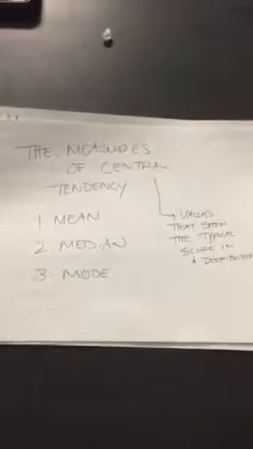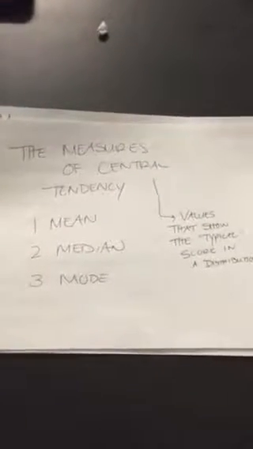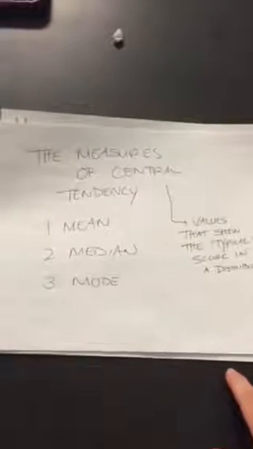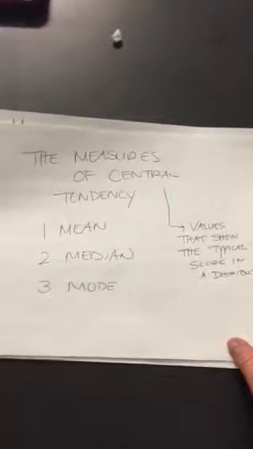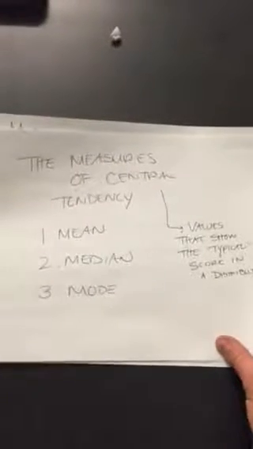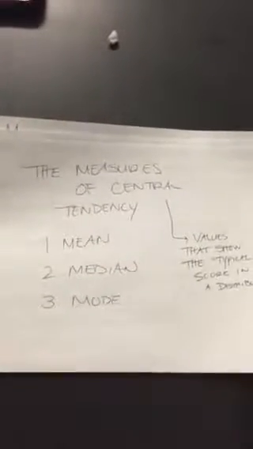I'm Nikki Byron, and I did the measures of central tendency. These are values that show the typical score in a distribution. There's three values. The first is the mean, second is the median, and third is the mode.